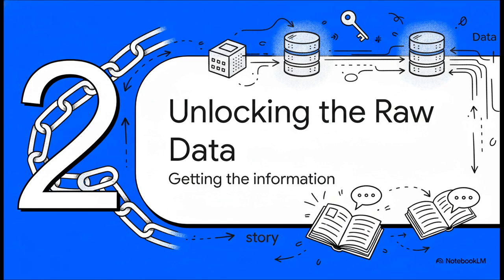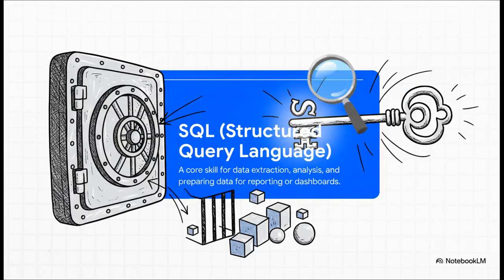But of course, before you can tell any story, you need the words. And for an analyst, the words are the raw data itself. So that's always step one. You got to get your hands on the information, which is often locked away in a company's databases. And the master key for unlocking all those databases?